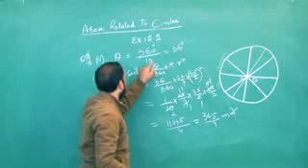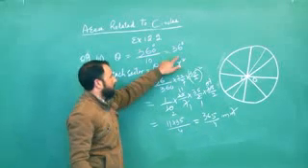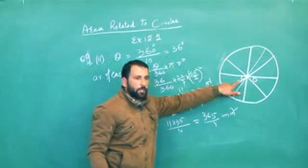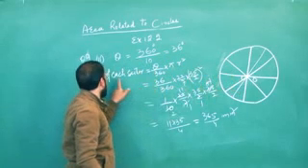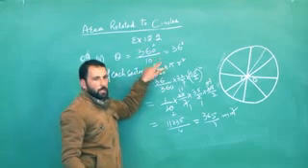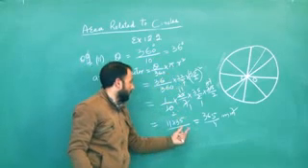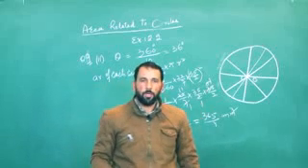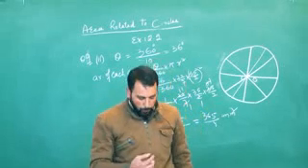Then in the second part, first of all we find the sector angle, that is 360 divided by the equal parts, 10, that equals 36 degrees, the angle theta. So the area of each sector is theta divided by 360 into pi r square. After calculating, we get the area of each sector of this figure.